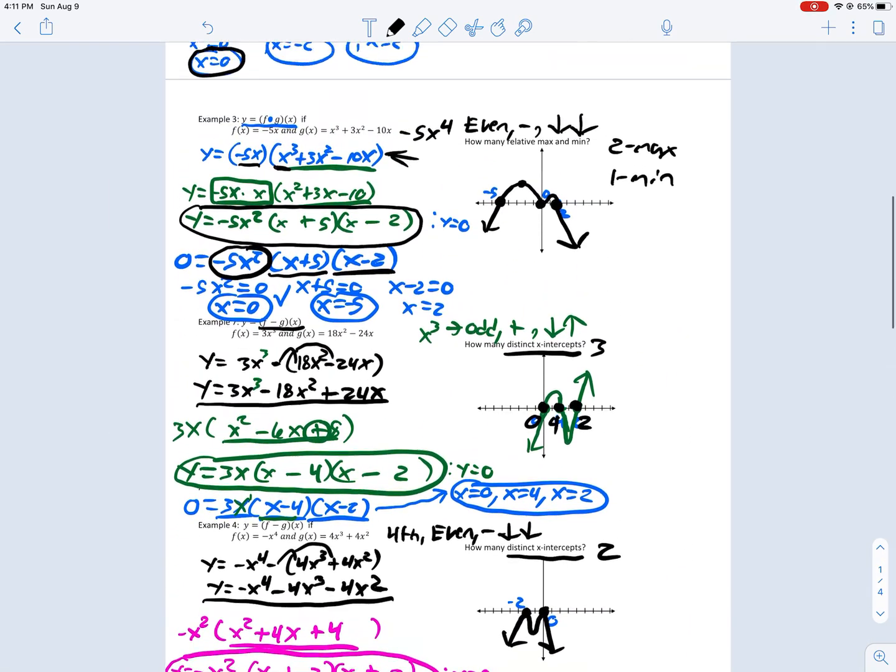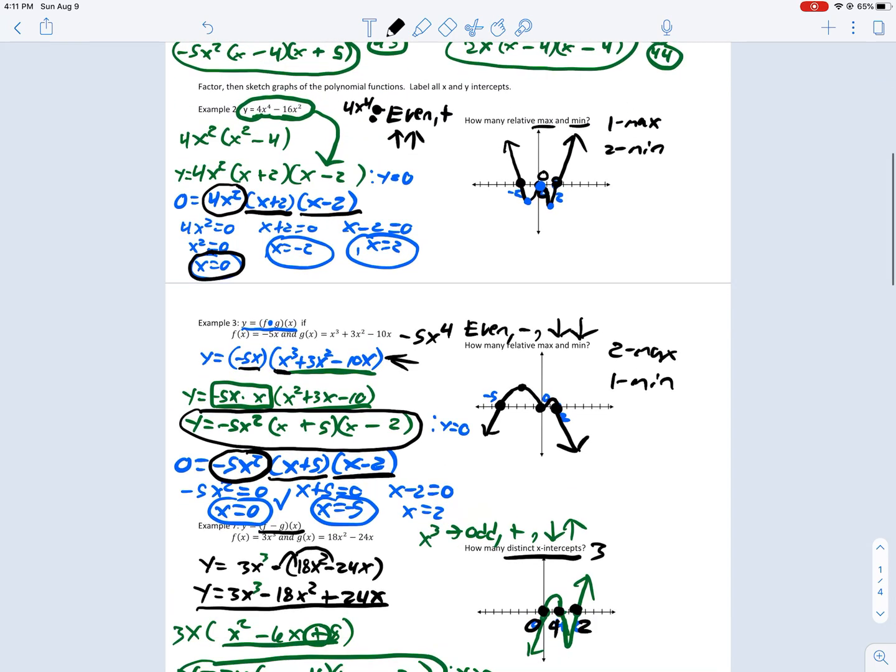So again, the whole idea behind this lesson is being able to factor to get it from standard form to factored form so you can find the x-intercepts. Really, everything else we're learning for the rest of the unit is different ways to find the x-intercepts, depending on the equation.